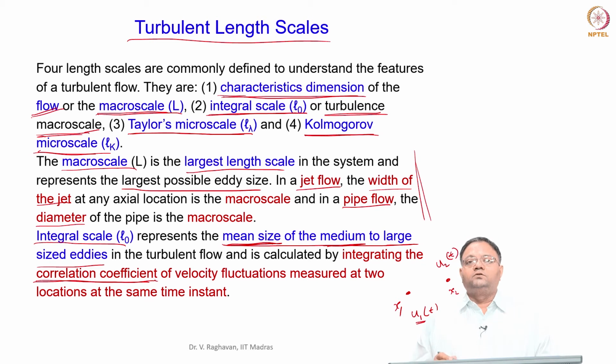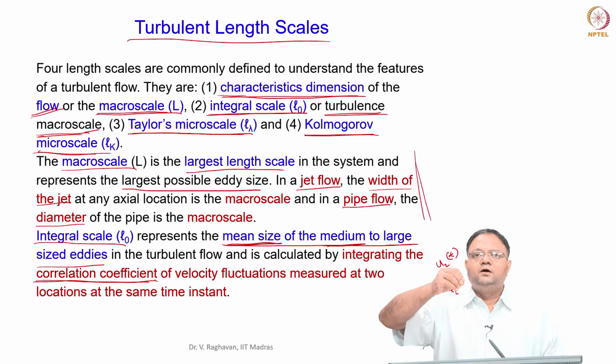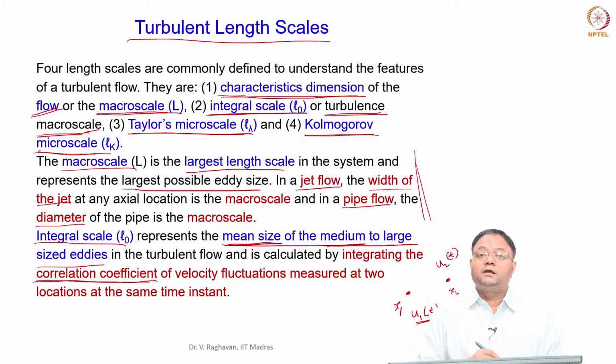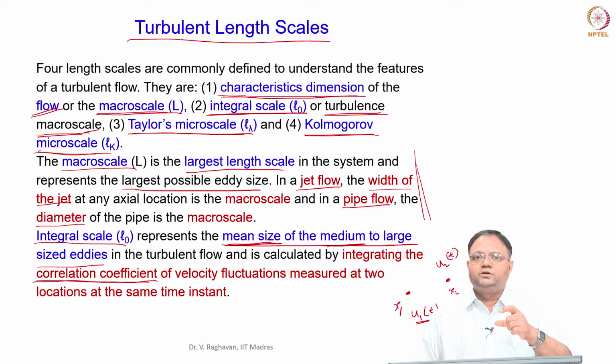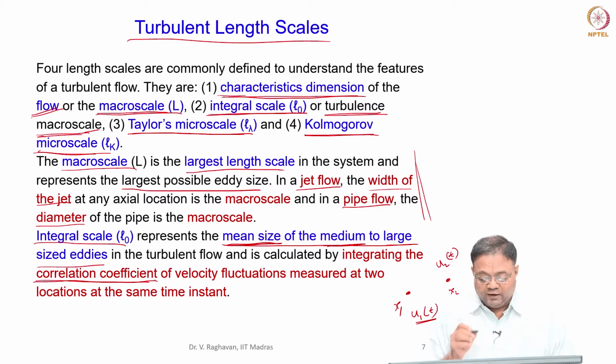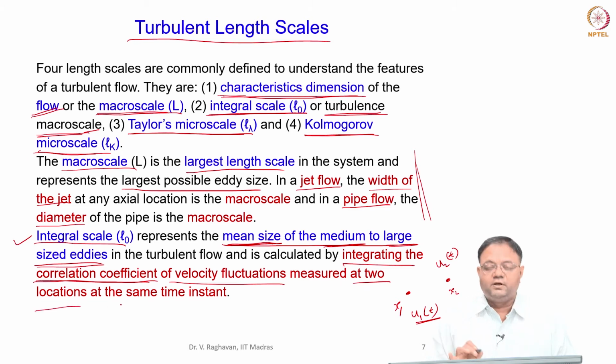Once I know these correlations, I integrate from medium to large size. Actually, I take some particular distance, put the probes, take the measurements and try to correlate, and the distance up to which I get correlation will decide the mean size. That will correlate the medium to large size eddies. That scale is called the integral scale. It is got by integrating the correlation coefficient of velocity fluctuations at two locations at the same time instant.